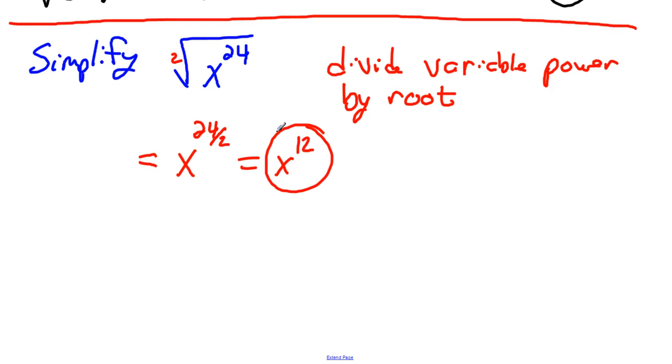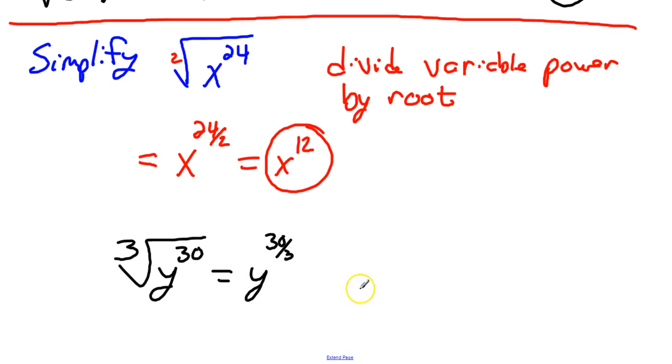So the short way is, whatever power they give to you, now if it's square root, it's always understood to be 2. So if there's not a number here, it's always understood that's going to be a 2. If it's something other than 2, they'll actually put the root out there. If it was going to be the third root, if it's the third root of y to the 30th, they'll actually put a 3 out there to let you know we're talking about a third root. So for that one, it would be y to the 30 divided by 3, or y to the 10.